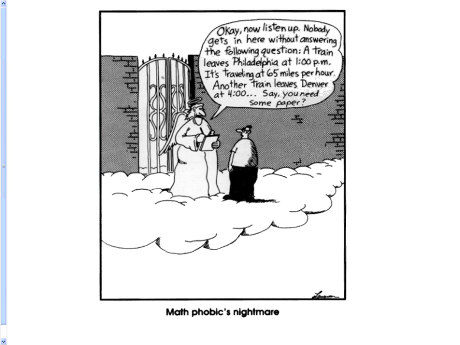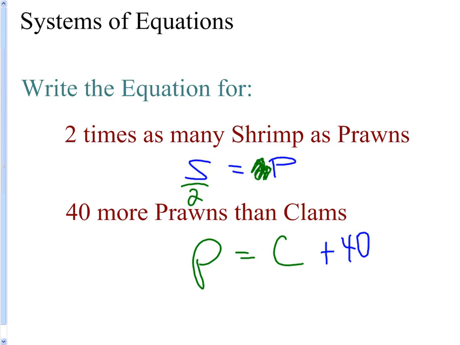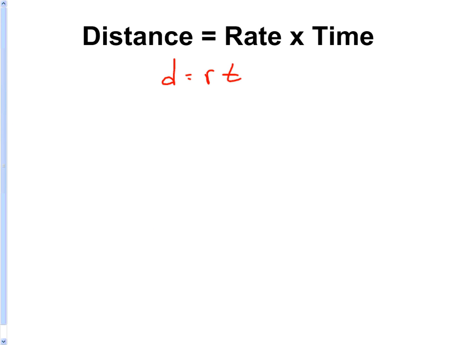All right, so we've got the train leaves Philadelphia at 1 p.m. What's that 1 p.m. thing? That's the time. It's traveling 65 miles per hour. What's that? All right. Another train leaves Denver at 4, and that's a time. And notice we've got this Denver and this Philadelphia. What do you think is going to happen with Denver and Philadelphia? A distance, yes, a distance. Like when are they going to meet or when are they going to pass each other, that kind of thing. So that's a distance. Distances and rates and times are best combined when we do distance equals rate times time.